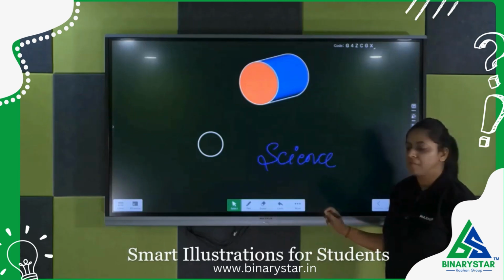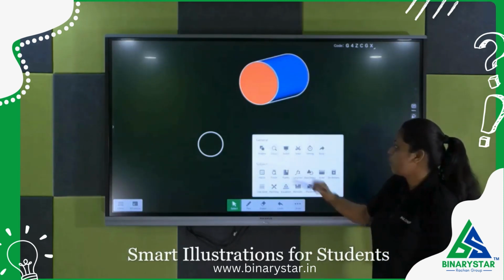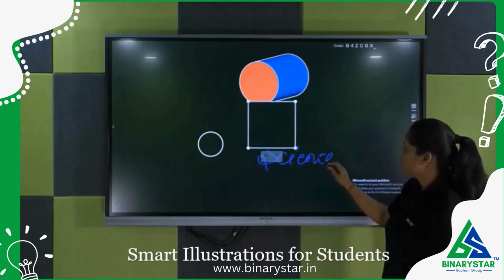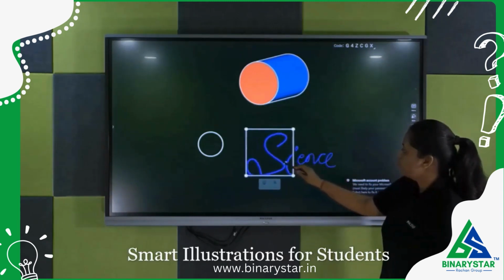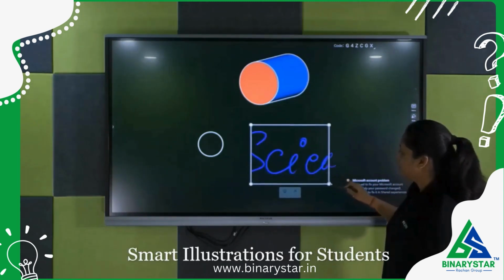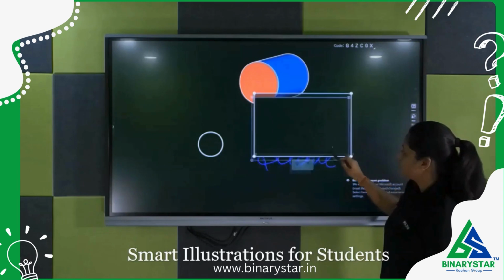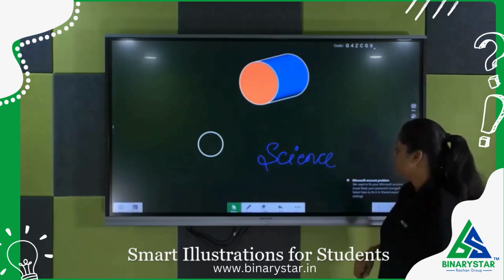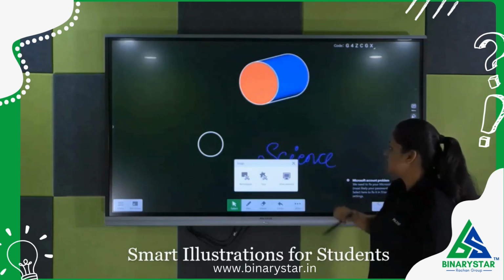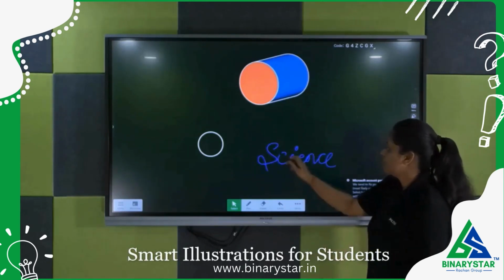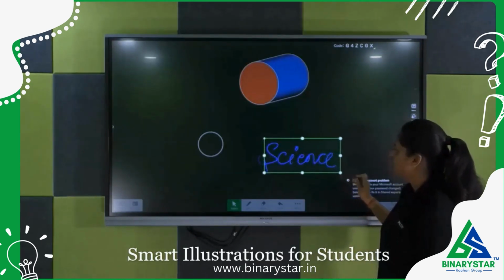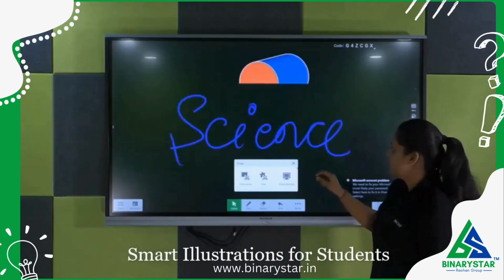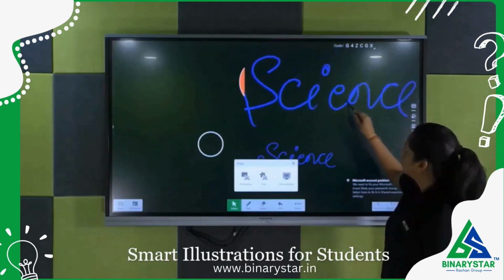MAXHUB Easy Note 5 Lite has zoom option, so you can just zoom any content that you want to zoom. You can resize this frame. It has snap option. Suppose if you want to cut any image, that you can do.